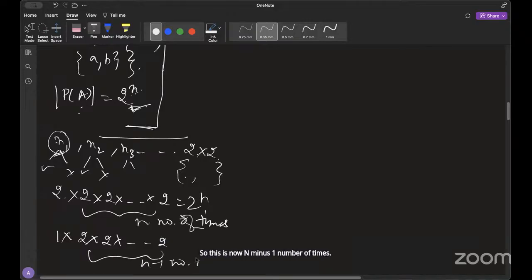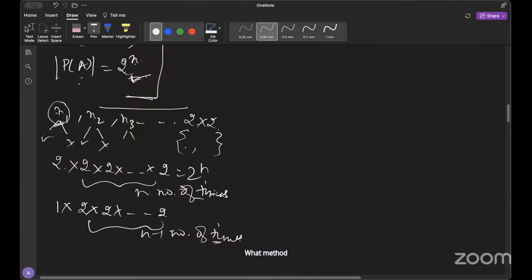Ma'am, what is this method called? What method? Ma'am, the method you are explaining, by which you derive the formula. I don't think it has a name. Ma'am, actually what I'm asking is, suppose there are 5 elements, okay, and 2 to the power 5.